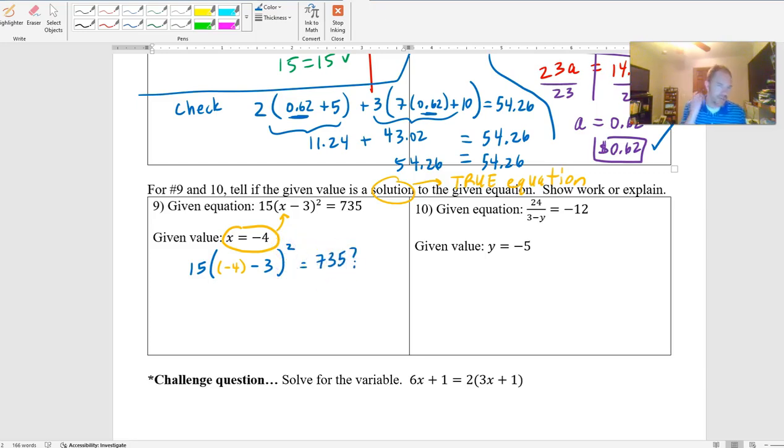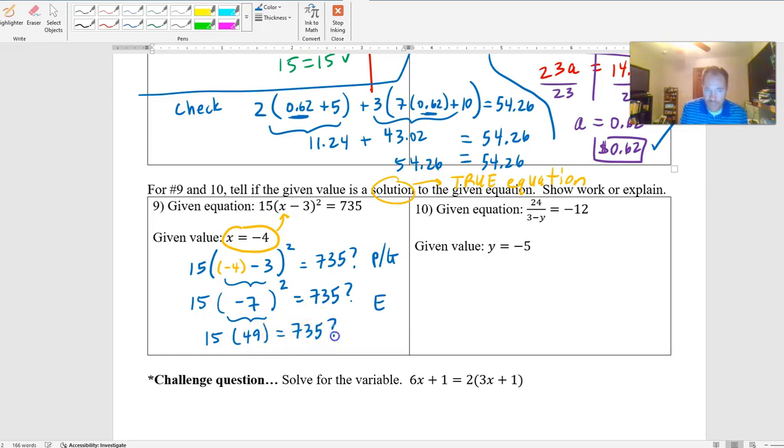So I'll break this down. We'll do order of operations. In the parentheses or the groups, we do have an operation. So the 15 is going to wait its turn, and the exponent is going to wait its turn. But negative 4 minus 3, that's a negative 7. Next, we're going to do the exponent. So negative 7 to the second power, that's a positive 49. And now I'm down to my last operation, and I'm hoping to go, ooh, is that equal to 735?